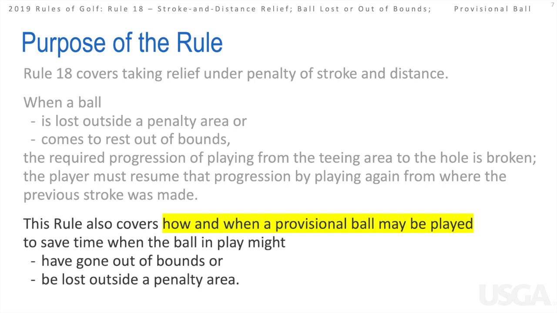This rule also covers how and when the provisional ball may be played. And that is the whole intention of a provisional ball: to save time when a player's ball might have gone out of bounds or might be lost outside a penalty area.